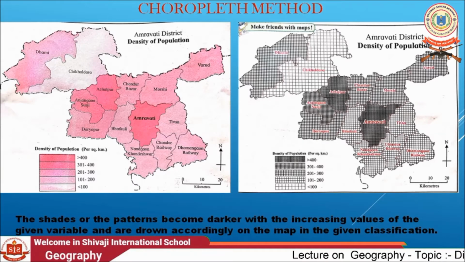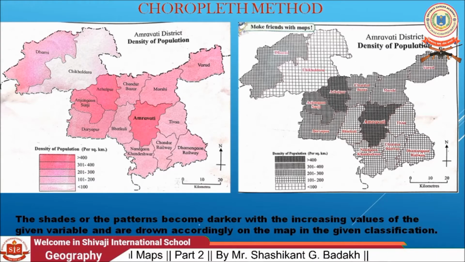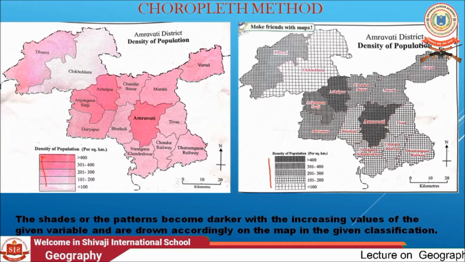Then next, see, the shades or the patterns become darker with the increasing value of the given variable and are drawn accordingly on the map in the given classification. As I told you, the pattern becomes darker with the increasing value. As the value increases, you can see the pattern become darker, the color also becomes darker, and in black and white the shade also becomes darker.